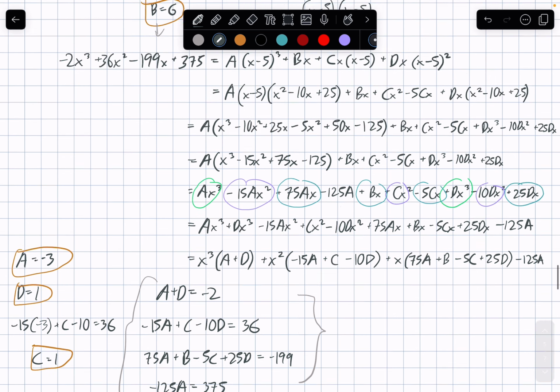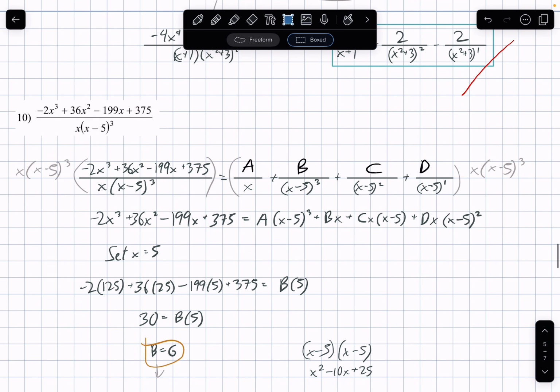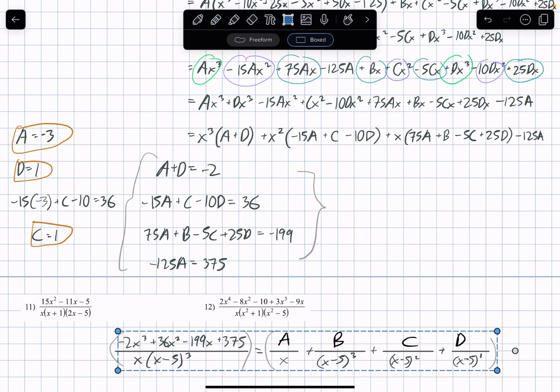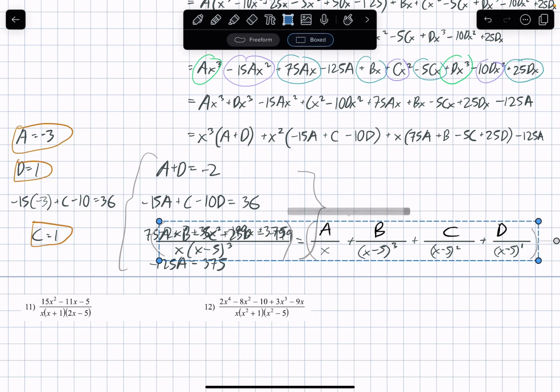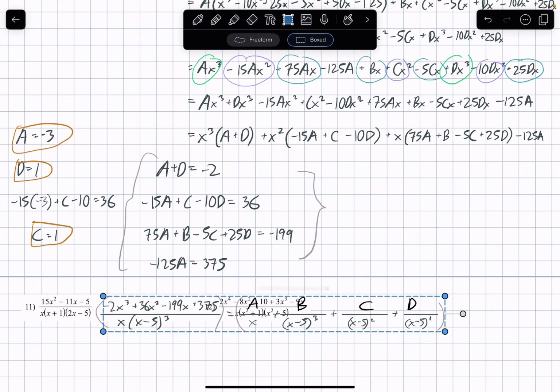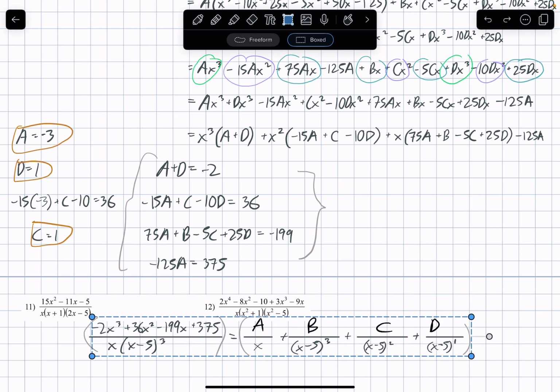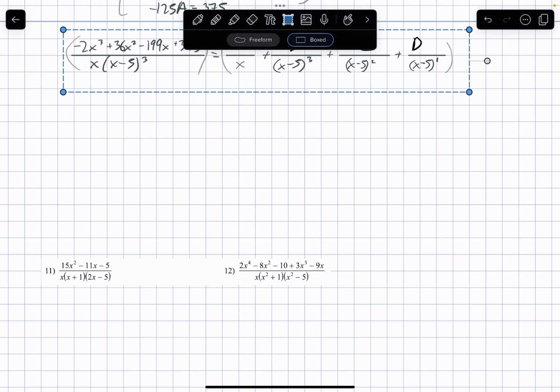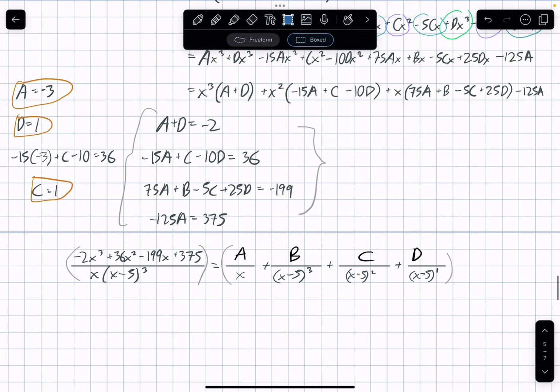Other side, let's copy this. Okay, issue is it won't. I guess we're taking this to the next page. What is this? One question per page? That's crazy.